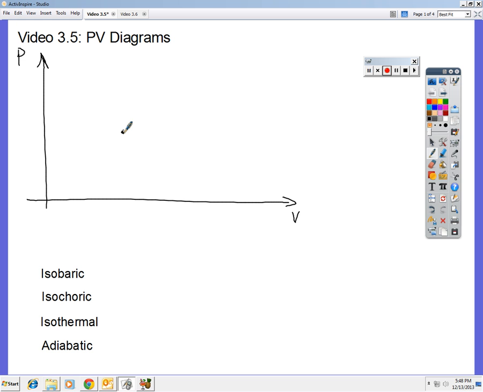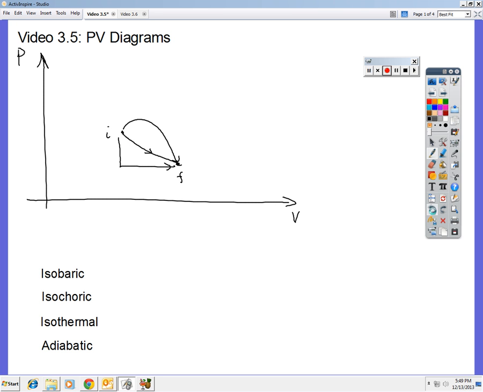Now, if the pressure and/or volume of the gas changes, the final state of the gas will be in a different location. In this case, if this is the initial and that's the final, the pressure has decreased and the volume has increased. To go from this pressure to this pressure, it needed to get there somehow, and we can draw the path that it takes on the graph. That path can take many different shapes, and there are some special ones you need to know about.